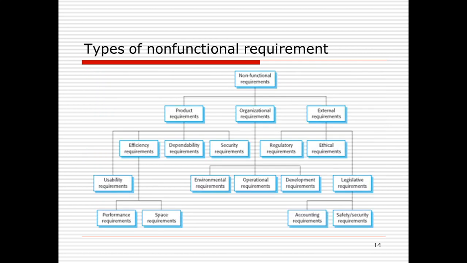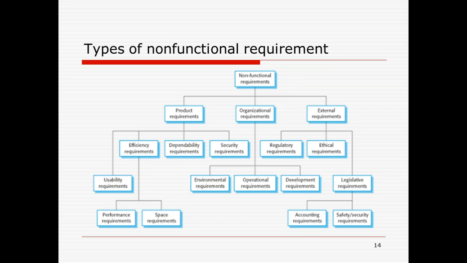This is a hierarchical, tree-like chart for the types of non-functional requirements. In broad terms, non-functional requirements can be one of three different types: product requirement, organizational requirement, or external requirement. A product requirement may depend on the type, like efficiency requirement, dependability requirement, security requirement, or usability requirement. If it is an efficiency requirement, it can be either a performance requirement or a space requirement.